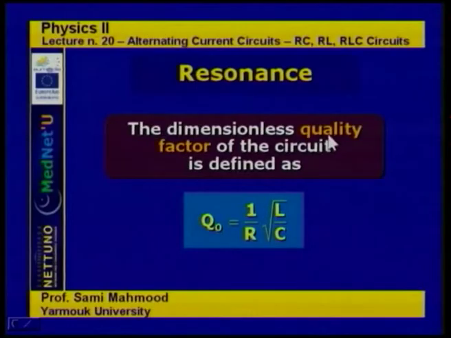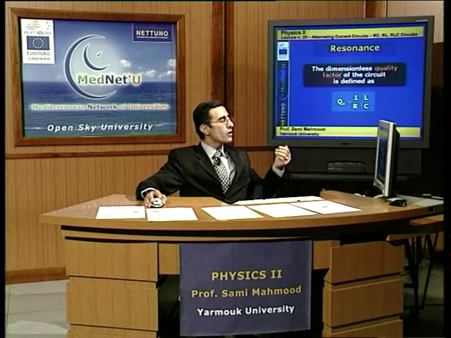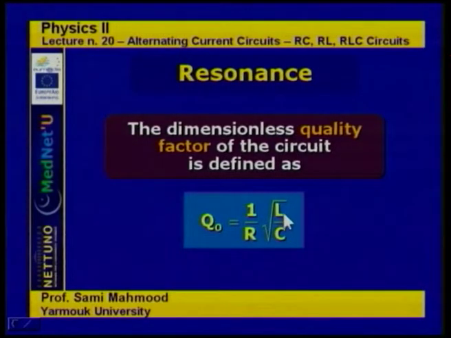And now we define the dimensionless quantity that is called the quality factor of the circuit. This quality factor is simply defined as Q naught equals 1 over R times the square root of L over C. Notice that if we multiply L by omega and C by omega, we are doing nothing here. L omega is simply the reactance of the inductor, which has dimensions of resistance, and 1 over omega C is also the reactance of the capacitor, which also has the dimension of resistance. So this L over C has dimensions of R squared divided by R squared, so it has no dimensions. This is the quality factor of the circuit.